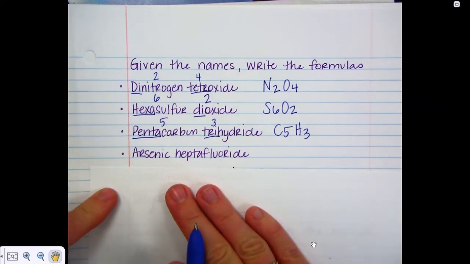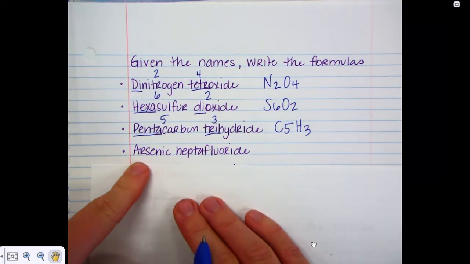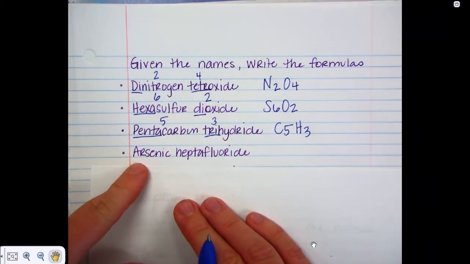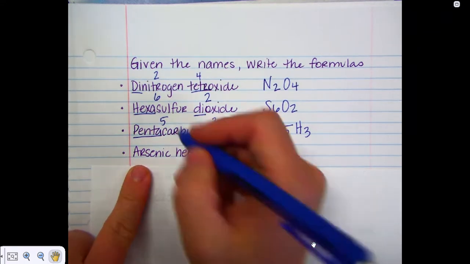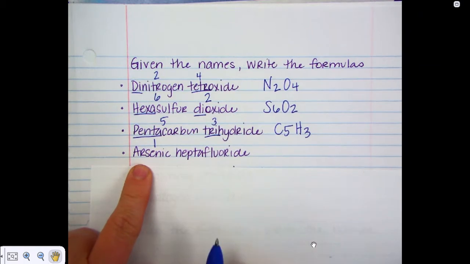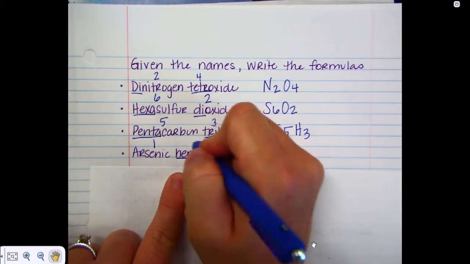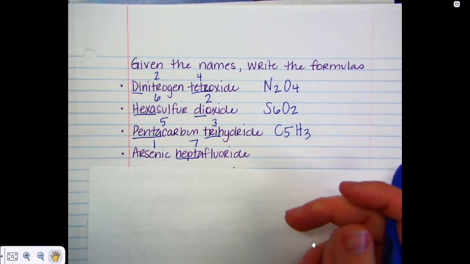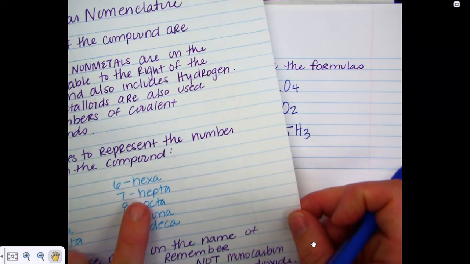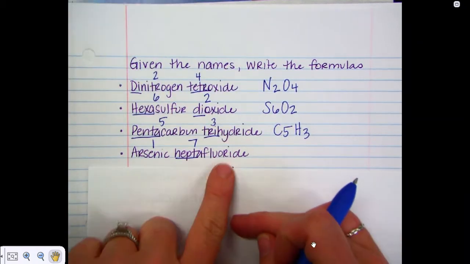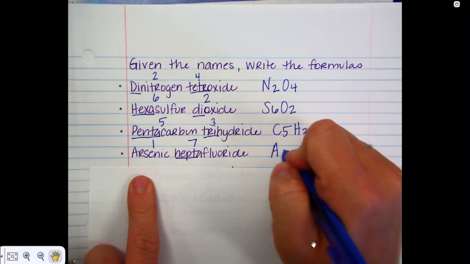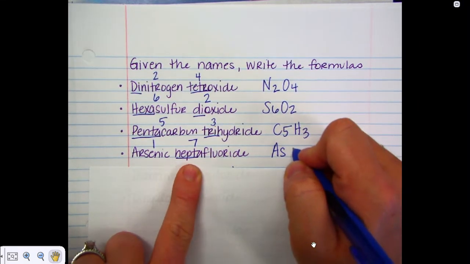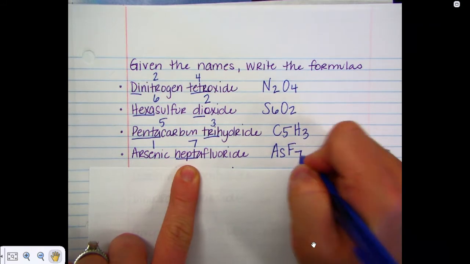Arsenic heptafluoride. Well, notice that there's not a prefix on arsenic. So what does that tell me? Well, if there's not a prefix, and I know I can't mono the first thing, the lack of prefix tells me that I just have 1 arsenic. And then hepta is 7. Remember, if you look at your prefixes here, hepta is 7, heptafluoride. So I have arsenic, which is As, and then hepta, 7 fluorides.